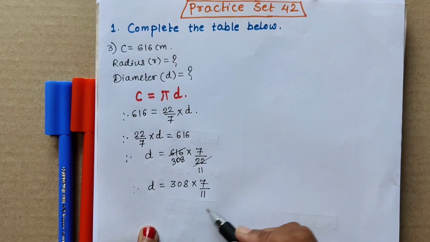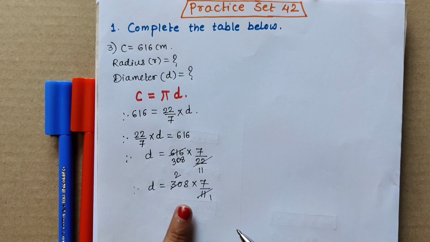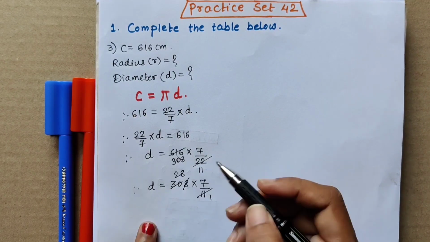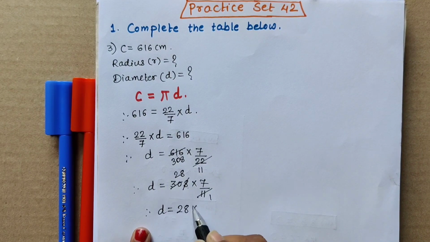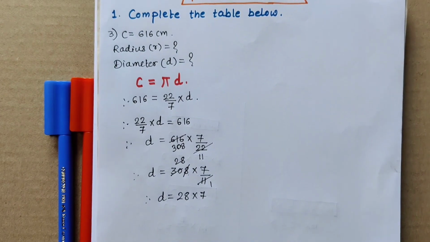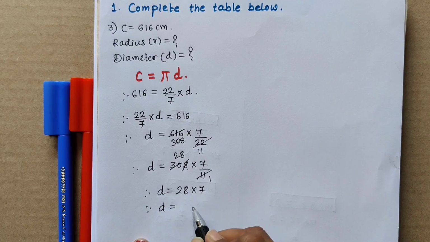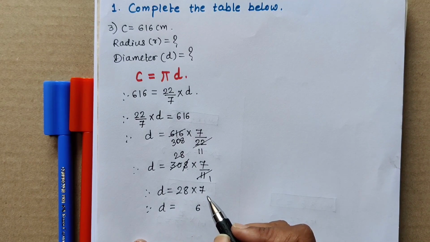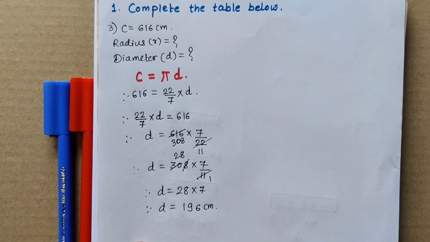Now let us cancel by 11. 11 ones are 11, 11 twos are 22. 30 minus 22, 8 is remaining, 8 and this 8 make 88. That means 11 8s are 88. So diameter is equal to 28 multiplied by 7. 28 into 7: 7 8s are 56, 6 written, 5 carrying, 7 2s are 14, 14 plus 5 is 19. So diameter is 196 centimeter. In this way we get the value of diameter.